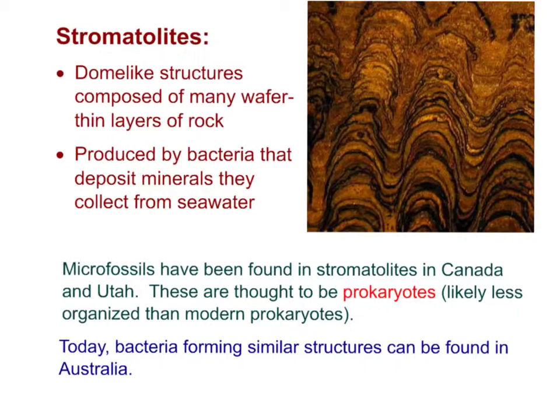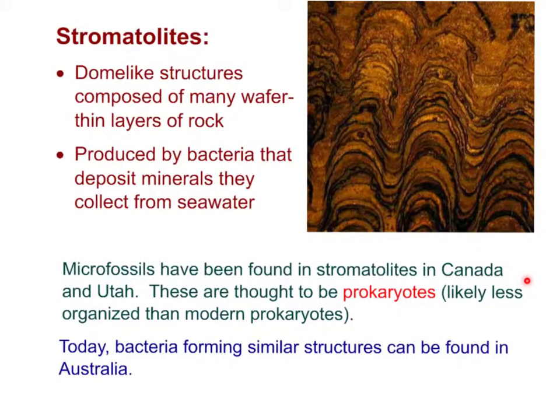This structure was found in what are called stromatolites. And you may or may not have heard this word before. Stromatolites are dome-like structures. Here's a picture of stromatolites. They're produced by bacteria that basically deposit minerals that they collect from the seawater, and it forms these little dome shapes here. These stromatolites we see being formed today by bacteria in Australia as well. There are also places that fossils have been found in Utah and in Canada, these similar types of fossils. They're thought to be prokaryotic.